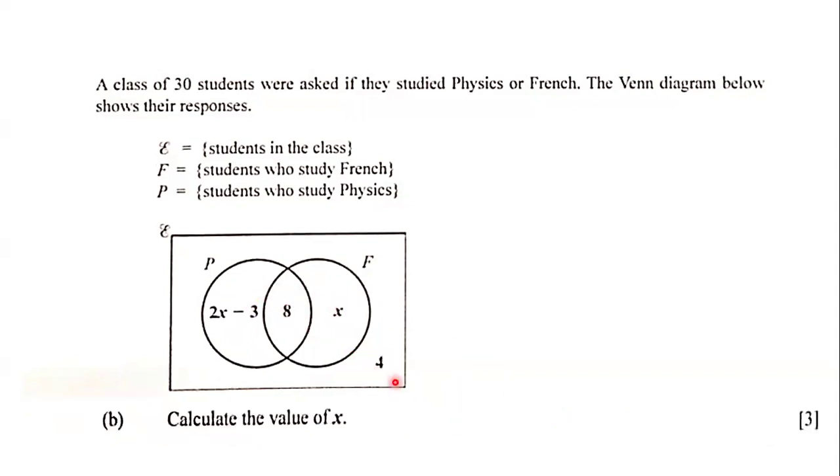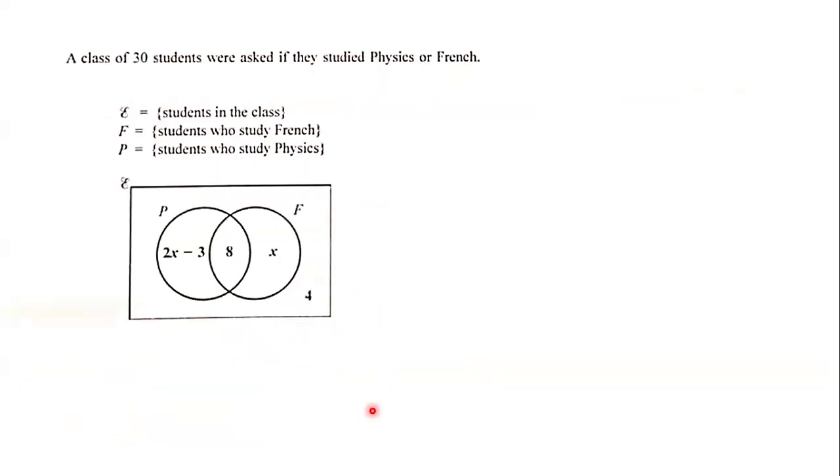Next, the question states, calculate the value of x. Now, if we look inside of these 2 circles, we have 2x minus 3, we have 8, and we have x. So these 2 circles combined would be the union. So the union consists of 2x minus 3 plus 8 plus x. That's the union of these 2 sets, right?